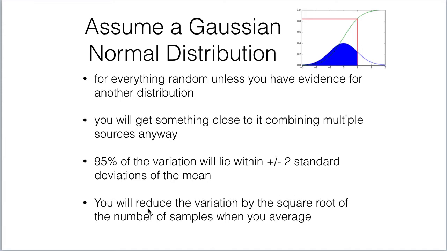And if you take many samples and average them, you're going to reduce the variation in the mean by the square root of the number of samples. So if I take 100 samples, my mean will have 10 times less noise in it than my single samples did.